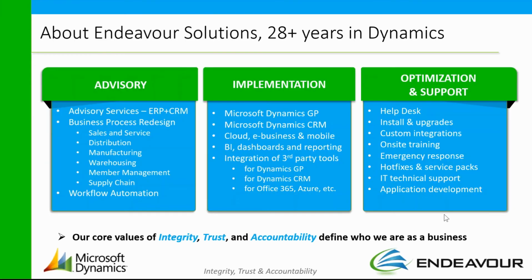of situations. So about Endeavour, been around for 28 years now. 3 core lines of business: advisory services, implementation and upgrades, and ongoing optimization and support for our clients. We're now over 450 clients across Canada and parts of the US, operating out of our key offices in Toronto and Halifax, as well as London, Montreal, Edmonton, and Ottawa.